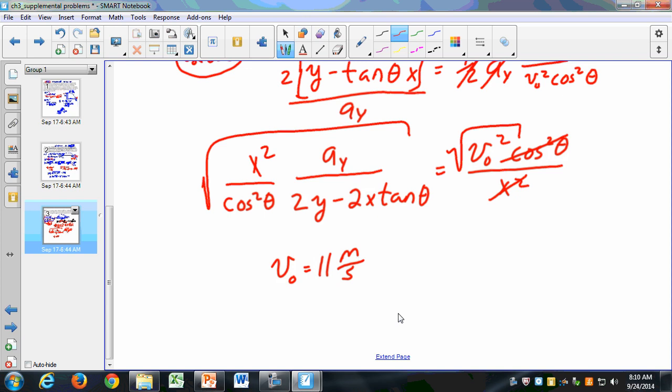18.4. I don't think that's right, because we have the exact same equation. Did you do it differently? No, exact same equation. Except the g is minus. Oh, okay, yeah. So there it is.